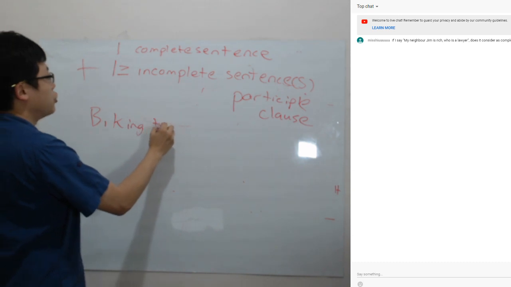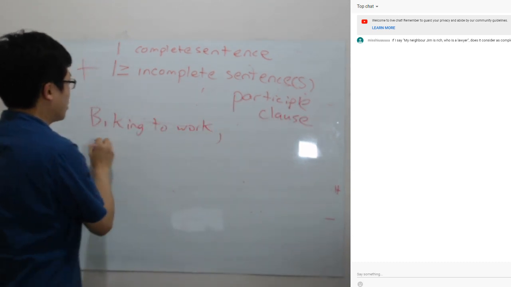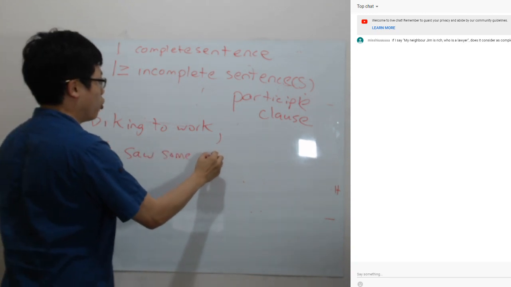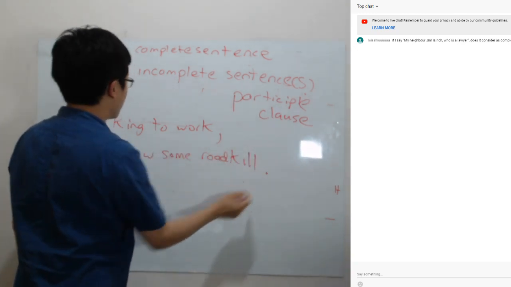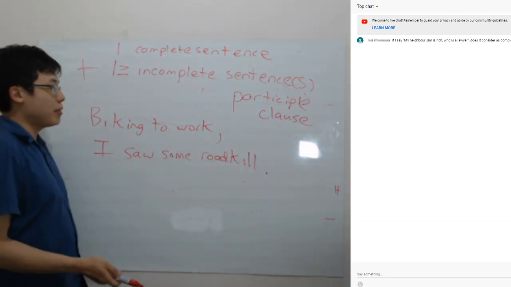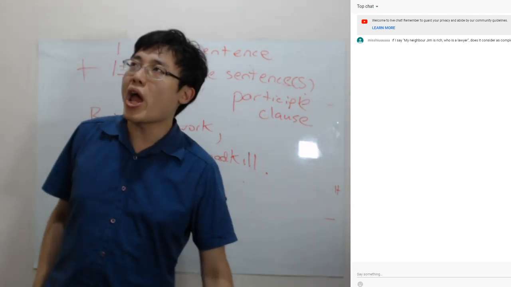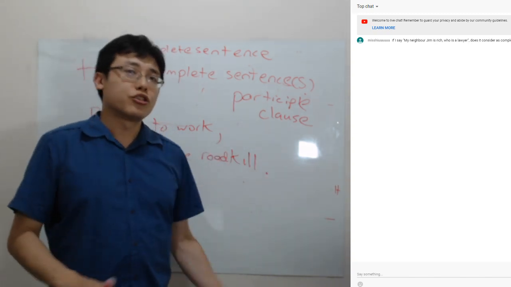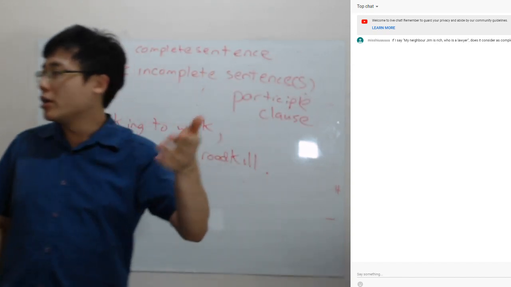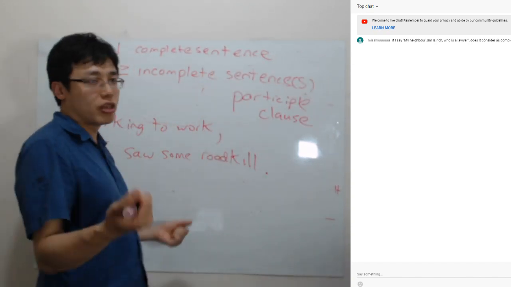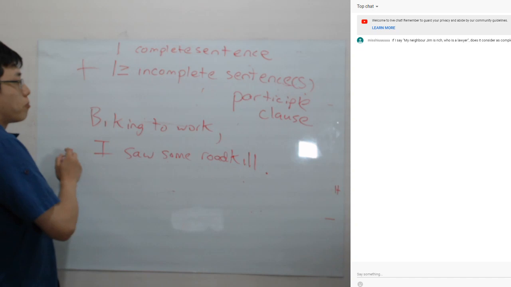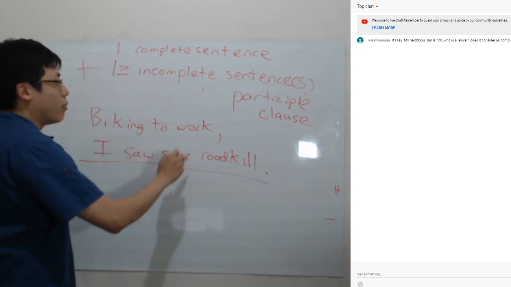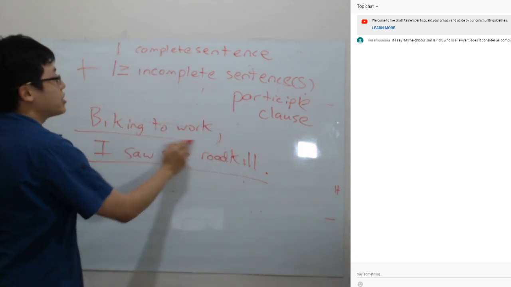Biking to work, I saw some roadkill. So you'll notice, now you may be asking, what is roadkill? Roadkill is when an animal is killed by a car on the road. So you might see like a dead cat or a dead bird because of a car collision. That is called roadkill. So you'll notice this is the complete sentence. I saw some roadkill.